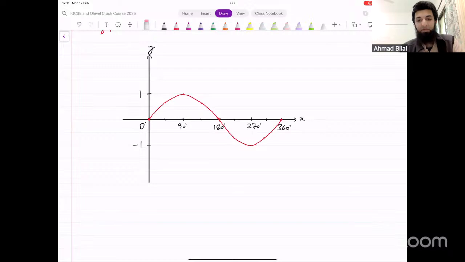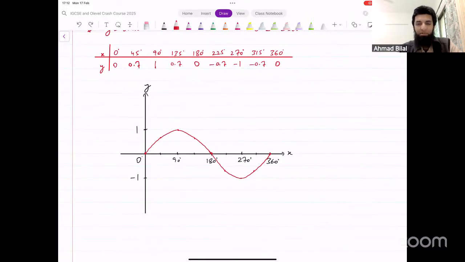Again, this is something that you will need to remember, because if it comes up in the non-calculator paper, you need to be able to draw this. And how do you draw this? You need to remember the shape of the graph. You need to remember that it starts from 0, and then it goes to 1, and then 0 again, and then -1, and then 0 again. You need to remember the points on this graph. So it will come exactly like this. Sine x graph, this is what it looks like.